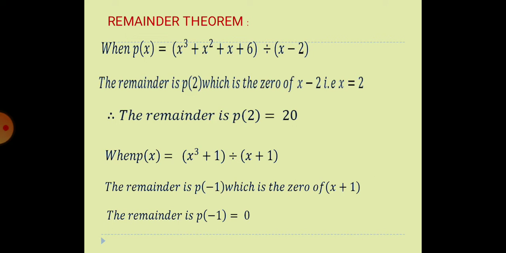Similarly, when we substitute the zero of the divisor in the dividend and we get the remainder 0, then the divisor is called the factor of the dividend. This should be very clear to everyone. Whenever the remainder is 0, the divisor is the factor of the dividend. This is only the factor theorem. Let us see the definition.